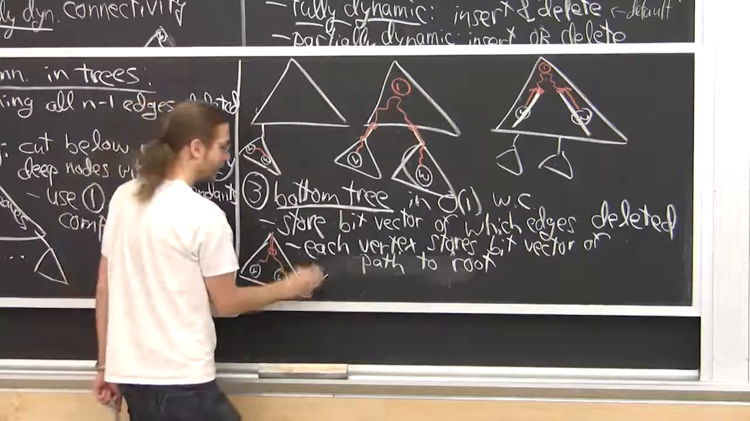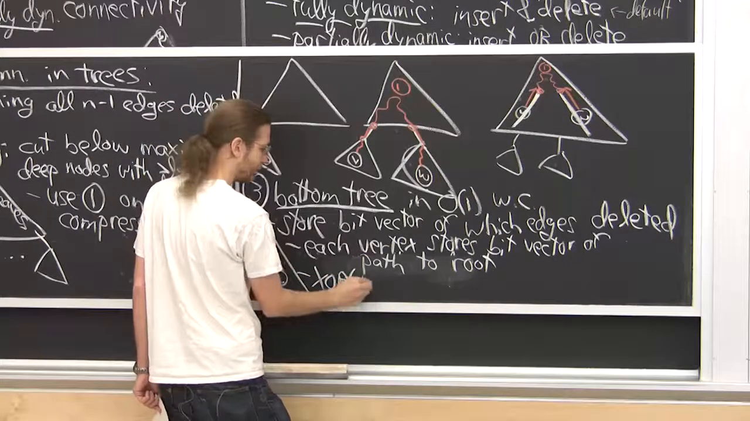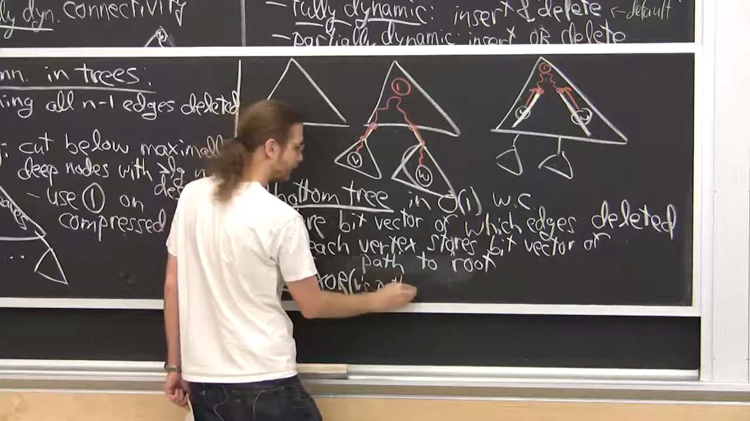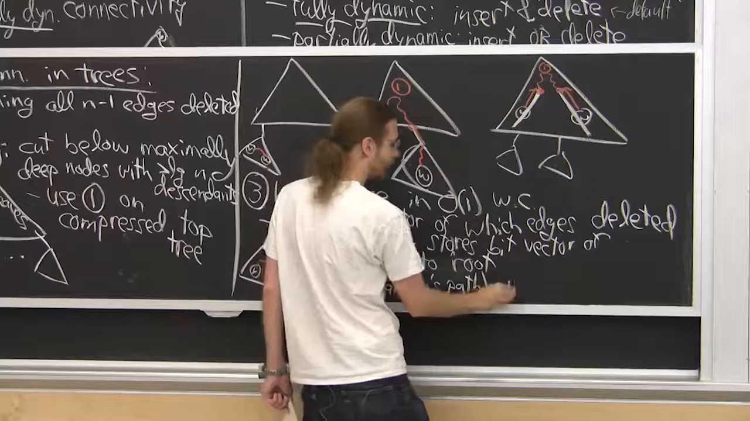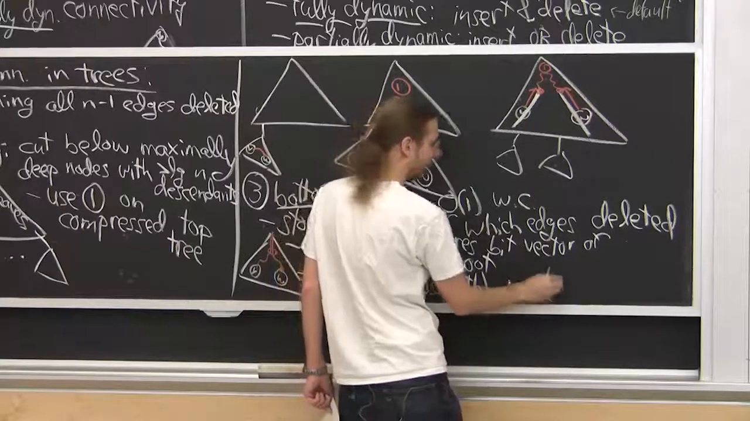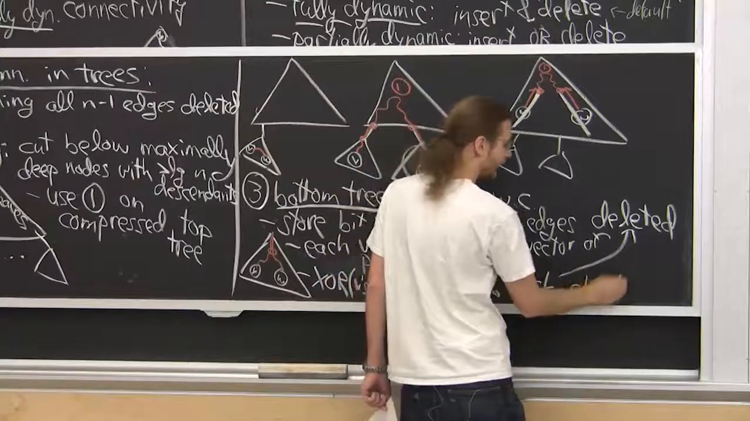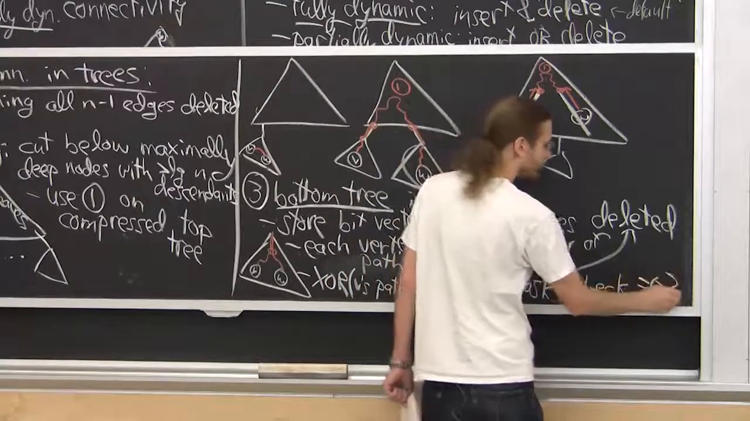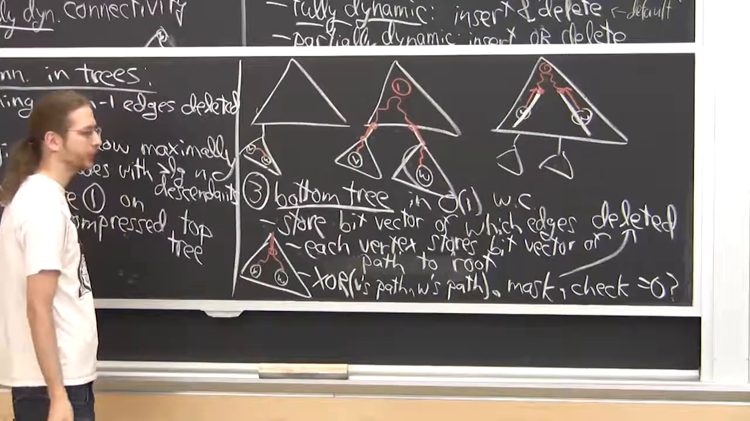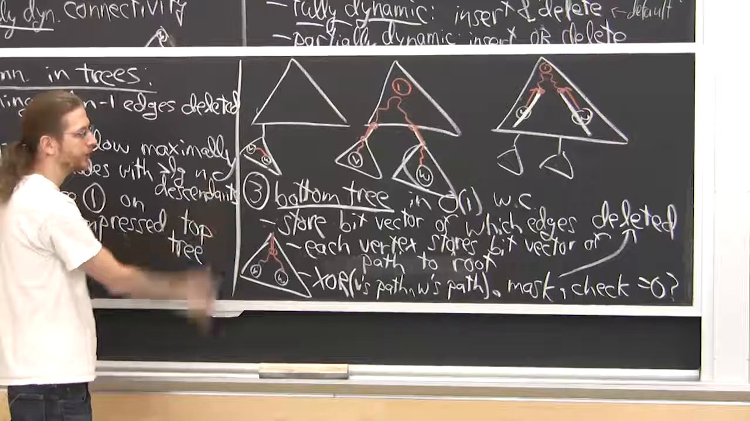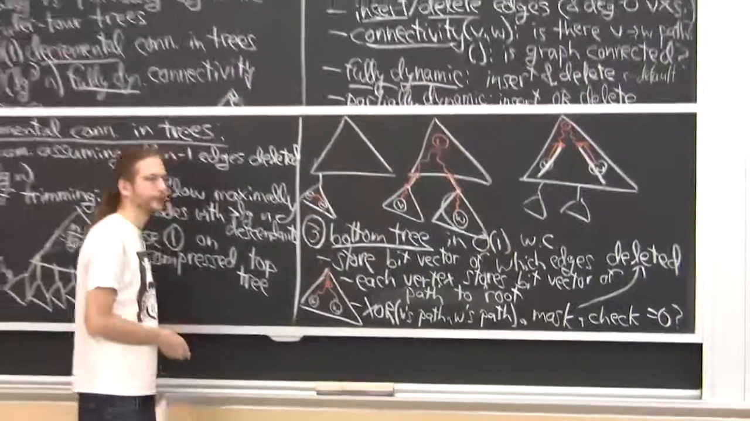So I take XOR of V's path and W's path, and then I mask this thing which stores which edges were deleted, and then I check whether that word equals 0. If it equals 0, yes, I can get there. If it doesn't equal 0, I can't get there because some edge was deleted. Okay, so very easy because we can fit log n bits in a word.